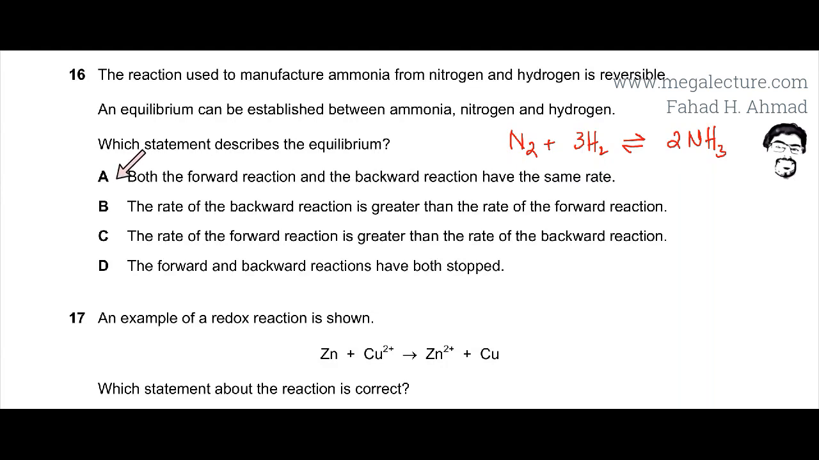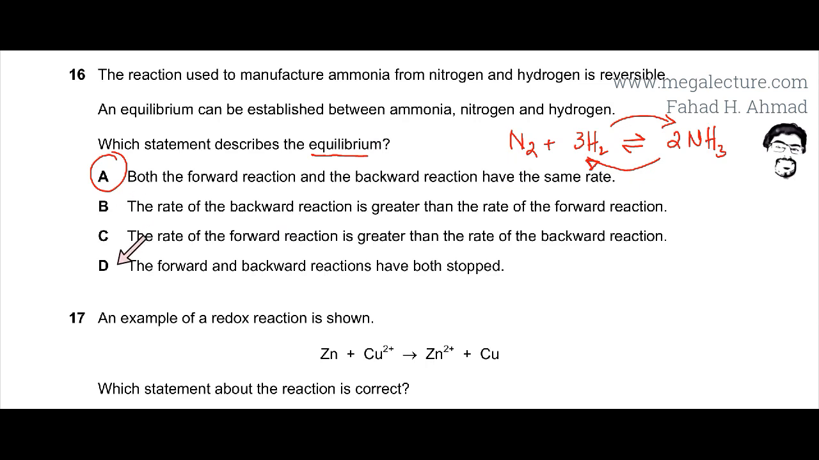Now the options read that both the forward reaction and the backward reaction have the same rate. Since they are at equilibrium, this statement is perfectly correct. This is the definition of equilibrium, that both the forward reaction and the backward reaction have the same rate: the rate at which ammonia would be produced and the rate at which it's going to get consumed back again and form reactants again. That rate at equilibrium would be exactly the same. So equilibrium has been established. So option A is perfectly right.